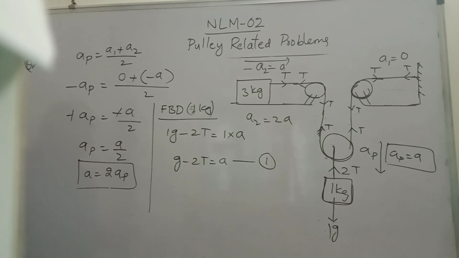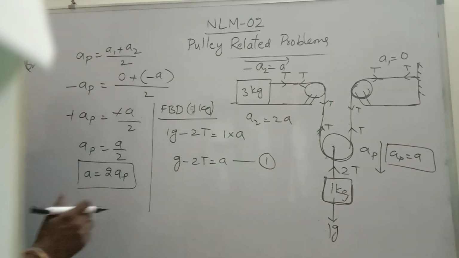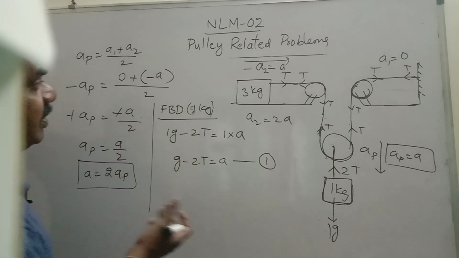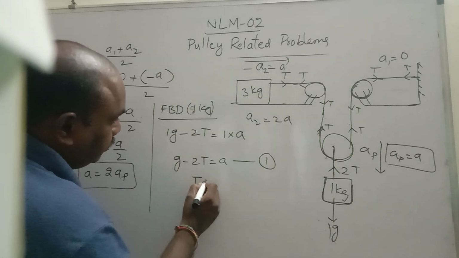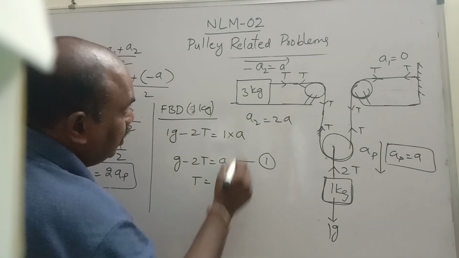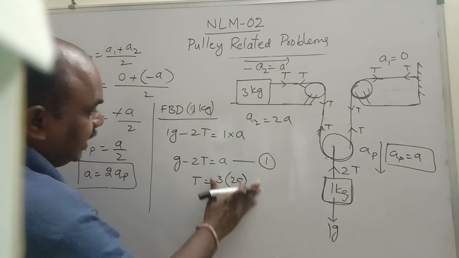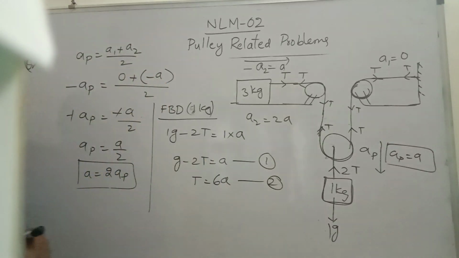Now second, the free body diagram of the 3 kg. Directly you can write. There are no external forces acting on that. So F is equal to ma. F means T, is equal to m into A. A is nothing but 2A. So directly I am writing T is equal to 6A. If you solve these two, you will get the answer.